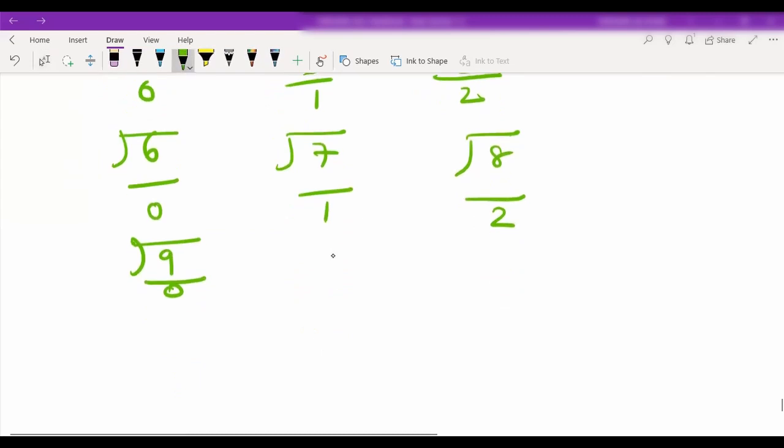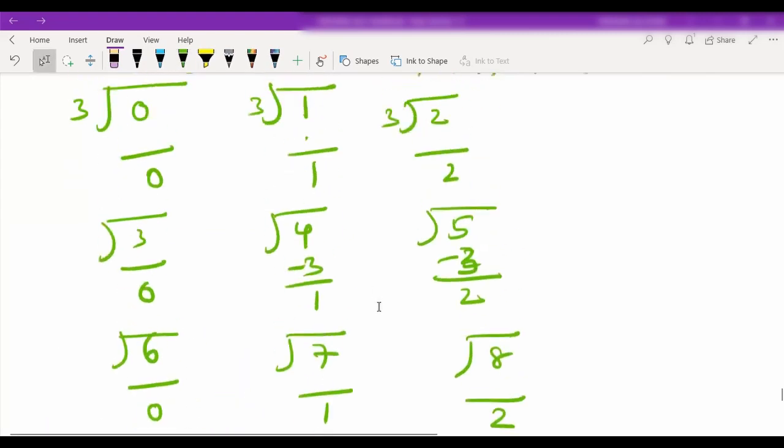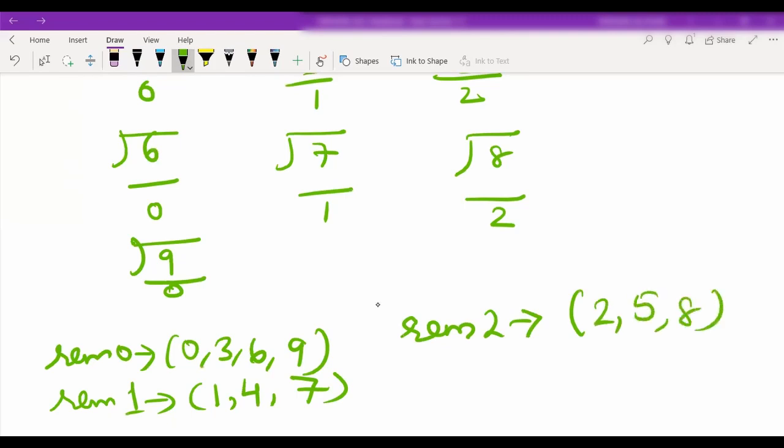Now we can combine all the elements of remainder 0 as 0, 3, 6, 9. All the elements of the remainder 1 set are 1, 4, 7. And the elements of remainder 2 are 2, 5 and 8. So we can cross check: 0, 1, 2, 3, 4, 5, 6, 7, 8, 9. We have considered all the 10 bits of the decimal number system.